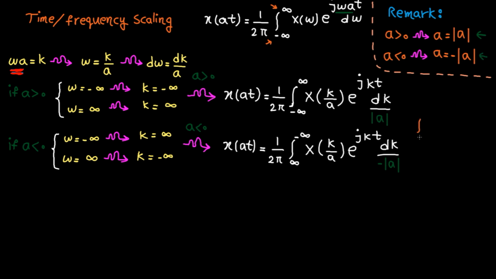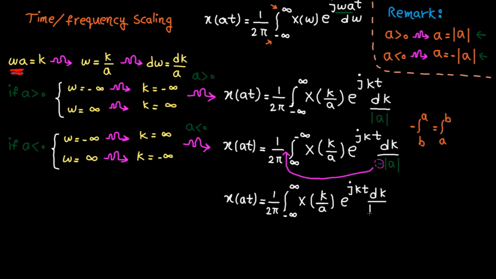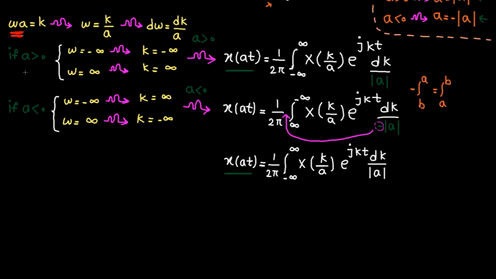As we know from calculus, minus 1 multiplied by the integral from b to a is equal to the integral from a to b. In fact, you can use the minus sign to switch upper bound with the lower bound. Now let's bring minus sign here and switch the interval. Here is what we get. Now we can see the integral in this scenario is exactly equal to this scenario. So no matter if a is positive or negative, we can have just one expression.